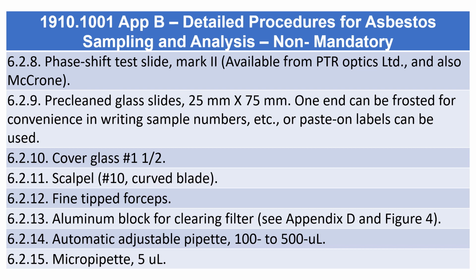6.2.10. Cover glass number 1 1/2. 6.2.11. Scalpel, number 10, curved blade. 6.2.12. Fine-tipped forceps. 6.2.13. Aluminum block for clearing filter, see Appendix D and Figure 4. 6.2.14. Automatic adjustable pipette, 100 to 500 µL. 6.2.15. Micropipette, 5 µL.